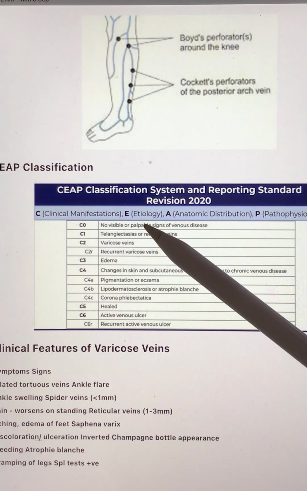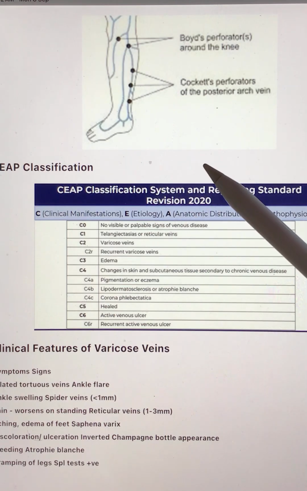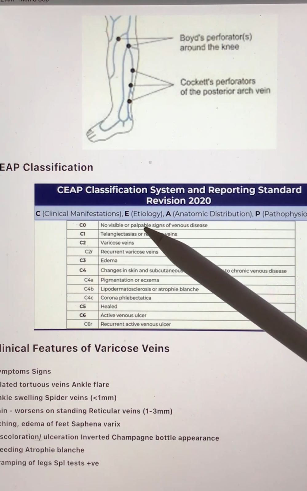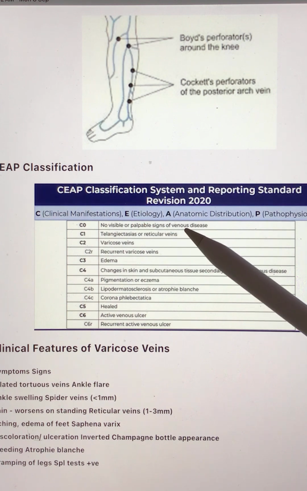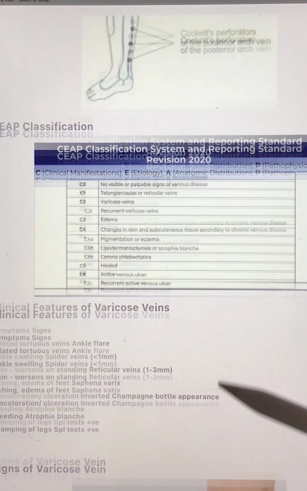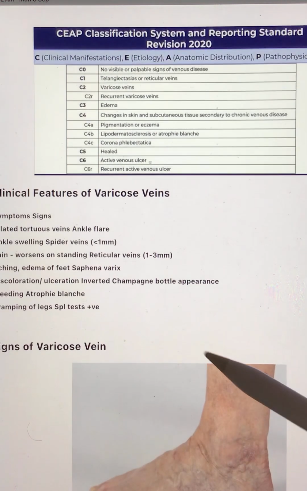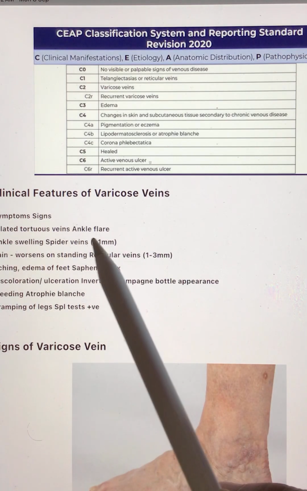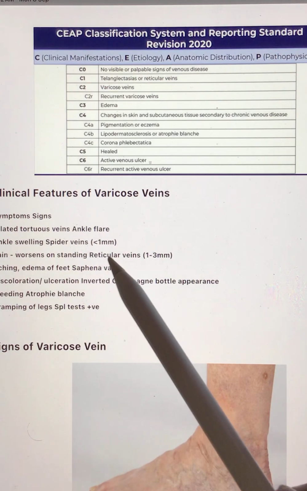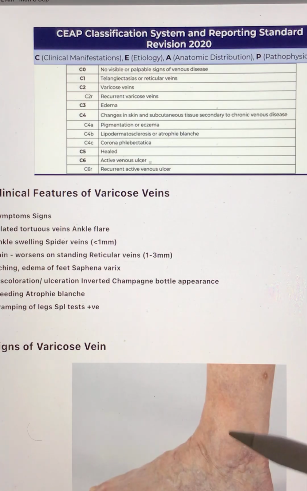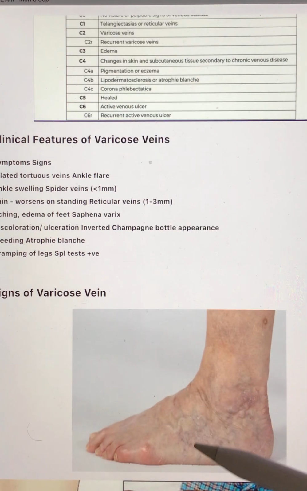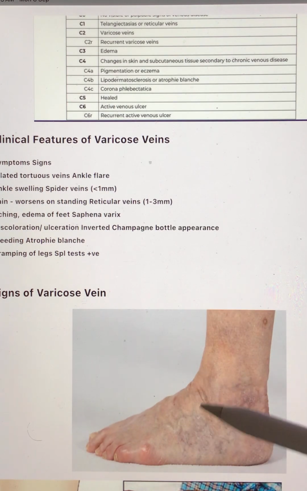What is the etiology? We have to find out. Saphenofemoral incompetence, for example. Etiology means any of the anatomical distribution, pathophysiology. Clinical features: what are the signs and symptoms? Dilated, tortuous veins, ankle flare, ankle swelling, spider veins, pain that worsens on standing, itching, edema, saphenous varix, discoloration, ulceration, champagne bottle.